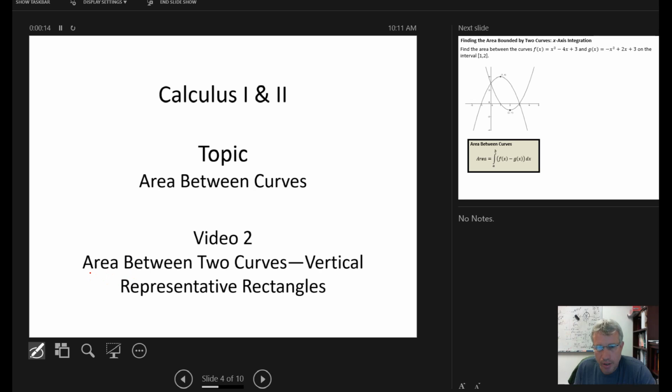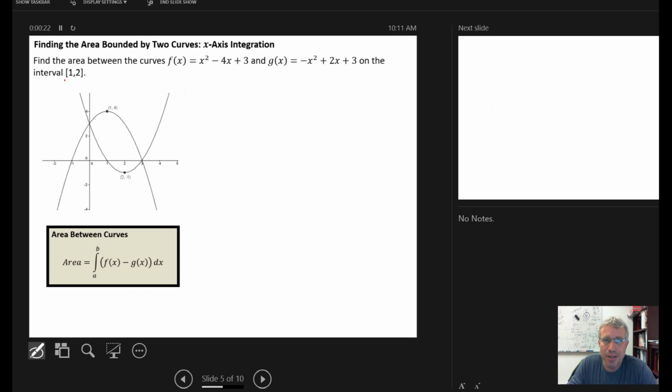So in this video, we're going to look at a simple case where we find the area between two curves when we have vertical representative rectangles and when we're given the interval over which we want to find the area. So the first thing to recognize is that the representative rectangles are simple; it's simply a matter of you looking at the interval over which you're integrating.